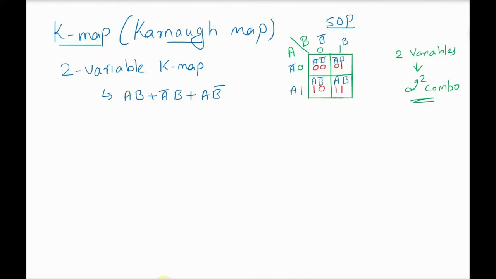Now we will see how to use two variable kmap for POS expression. A two variable POS expression is of the form (A plus B) into (A bar plus B), etc. into (A plus B). So, this is of the form POS expression, product of sum terms. This POS expression is formed by using two variables A and B. So, we need a two variable kmap. So, again we will draw the kmap.